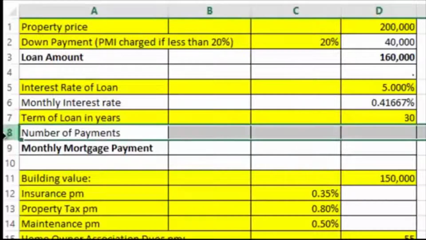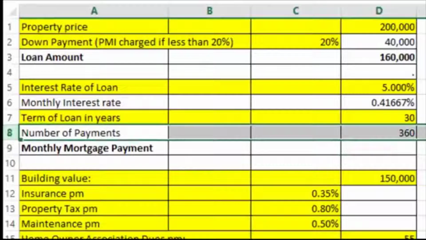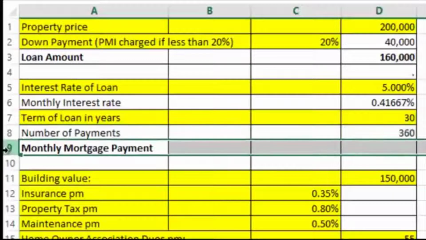Our number of payments is going to be 30 times 12, but again, I'm not going to type 30. I'm going to take D7 and divide that by 12. See that? Oh, sorry, times it by 12. Silly me. Times it by 12, because that's the number of payments. So it should be 360 payments over 30 years. Agreed? Okay, now we're on to the big calculation of the day, which is the monthly mortgage payment.